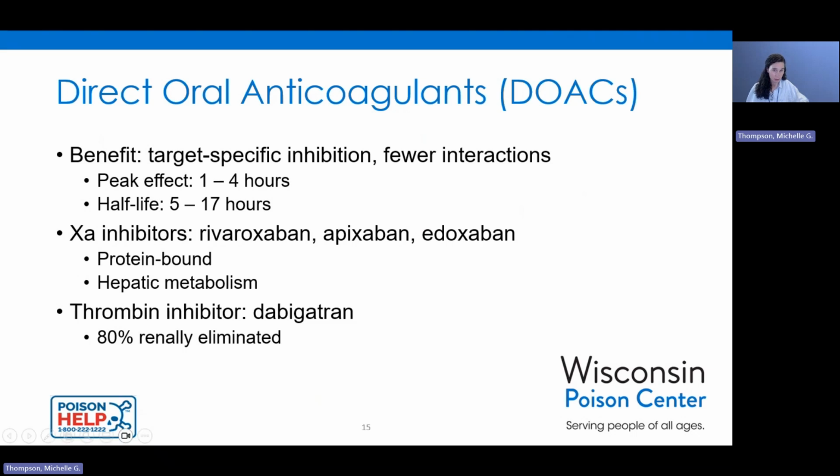The 10A inhibitors that we'll discuss most commonly are rivaroxaban, apixaban, and edoxaban. These are protein-bound and they are hepatically metabolized. And then we have one thrombin inhibitor, dabigatran. It's important to note that this is 80% renally eliminated.